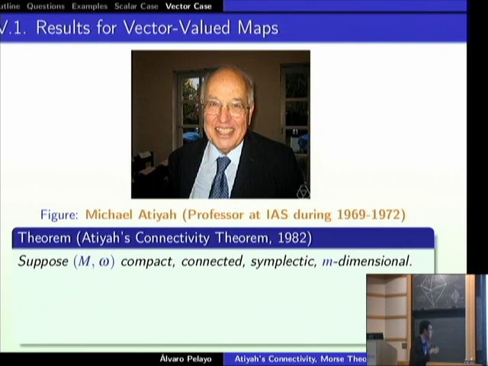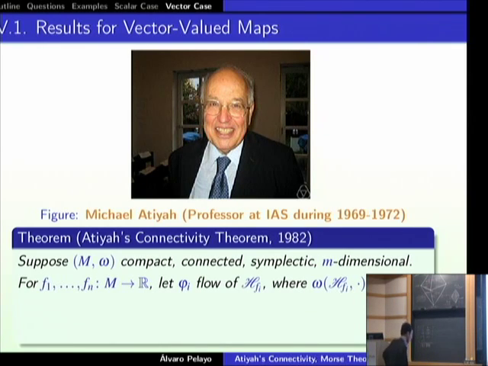For this, I'm going to assume that my manifold is actually symplectic. So you have a symplectic manifold which is compact and connected and of some dimension m. Now start with a collection of functions f1 up to fn, which are smooth. For each of these functions, you can use the symplectic form to define a unique vector field, which I call H sub f_i. So given your symplectic form and your f_i, set up this equation, and you get a vector field.